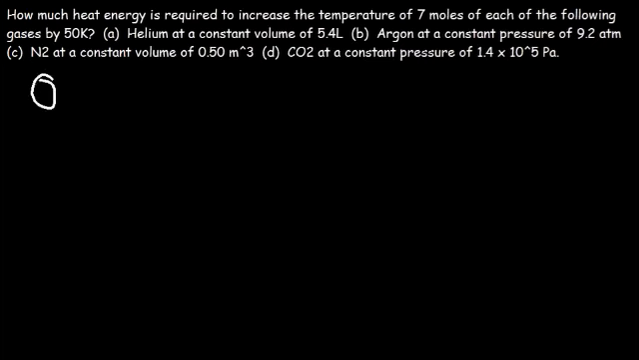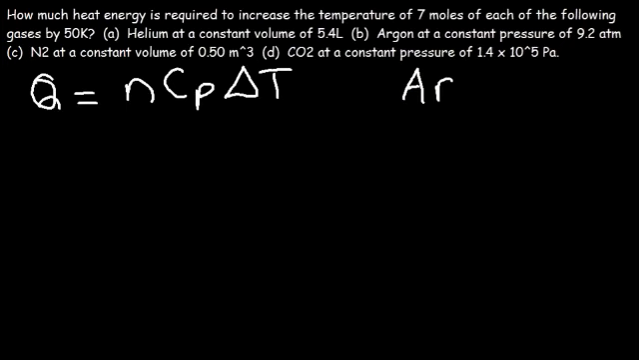So for part B, Q is going to be equal to n times Cp times delta T. So what is Cp for a monoatomic gas? Argon is a monoatomic gas. It's a gas that is composed of particles that have only one atom. N2 is a diatomic gas, 2 atoms per single molecule.